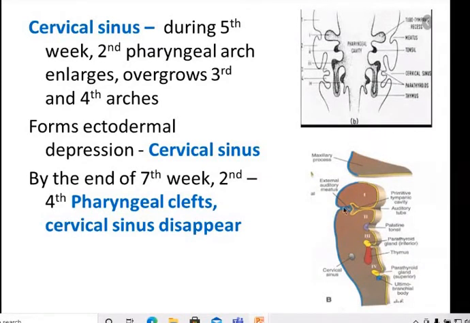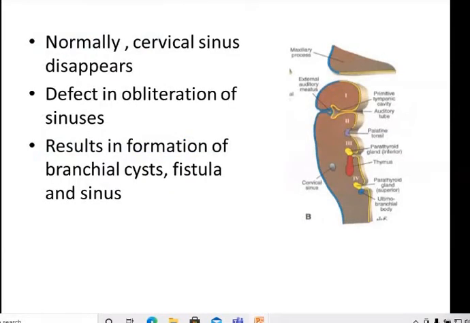They all disappear, so only one is remaining. Only the first pharyngeal cleft remains. The rest all disappear, and the first pharyngeal cleft will give rise to the external ear, that is the auricle as well as the external acoustic meatus. So the rest of the clefts disappear.